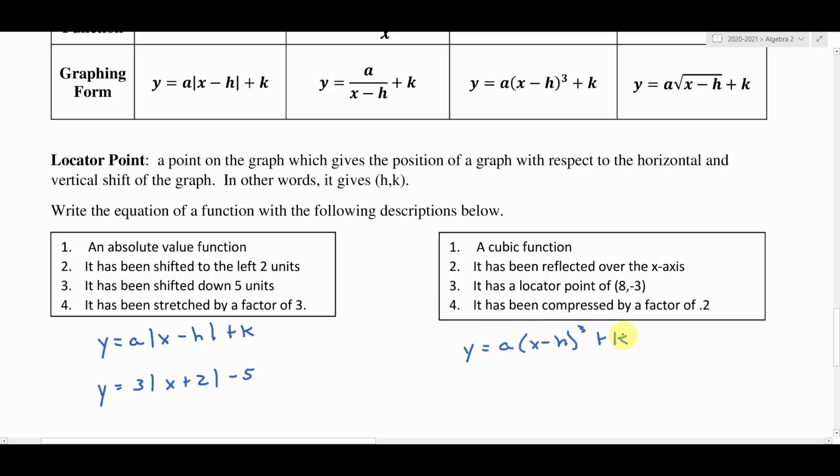And I'm going to make sure I look for my 3 clues. So again, for the A value, we're looking for a stretch factor or a compression factor. And I see here in clue 4 that it's been compressed by a factor of 0.2. So I'm going to put a 0.2 in for A.